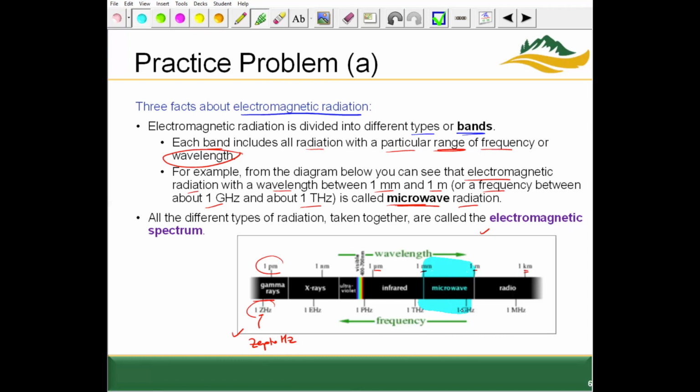Notice that in the microwave range, again, we're going from 1 millimeter to about 1 meter for the wavelength. This corresponds to this range of frequencies from about 1 gigahertz to 1 terahertz. This helps show that wavelength and frequency are extremely interconnected. If we know the wavelength, we can get the frequency. If we know the frequency, we can get the wavelength. We just saw that equation here, right?